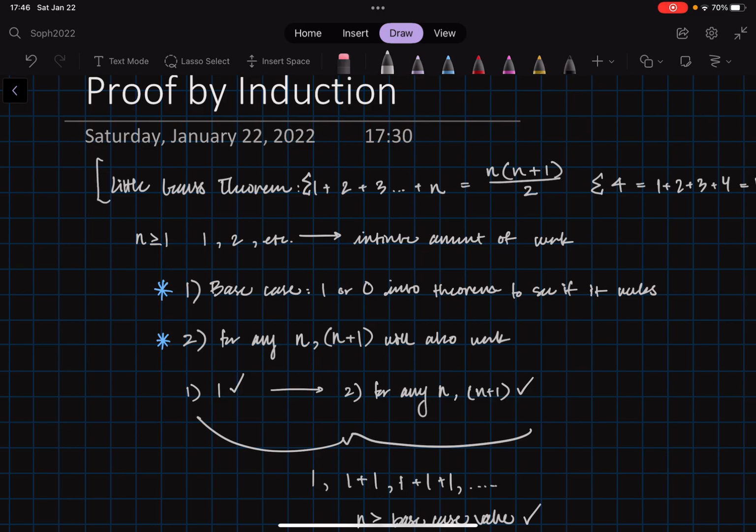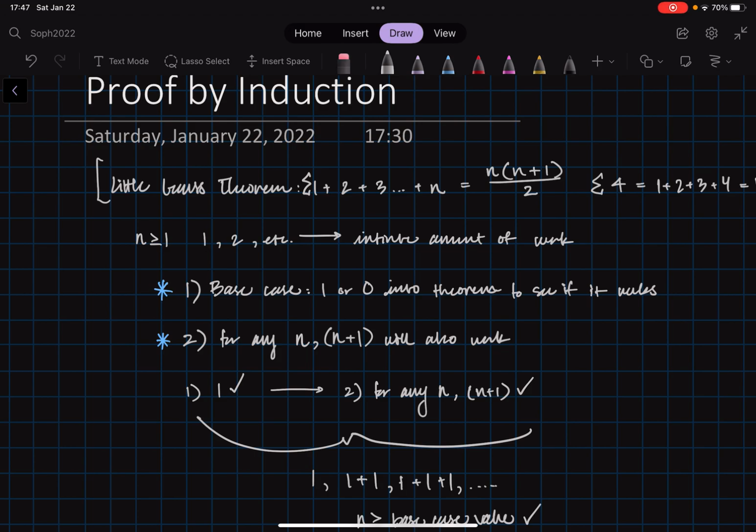Now, to prove this theorem, you could try every single positive integer. You could try 1, 2, 3, 4, all the way up to infinity. But as you might think already right now, that would be impossible, and it's impossible because that would be an infinite amount of work. Now, here lies the value of proof by induction.